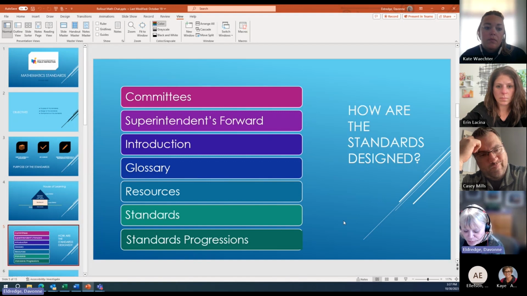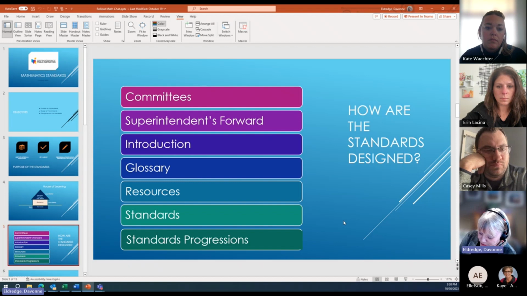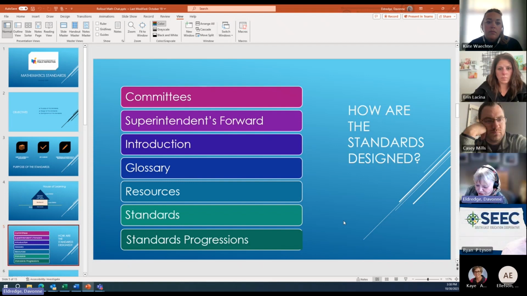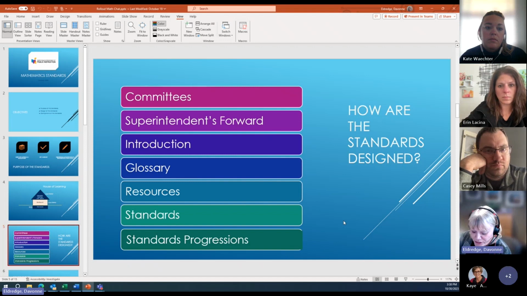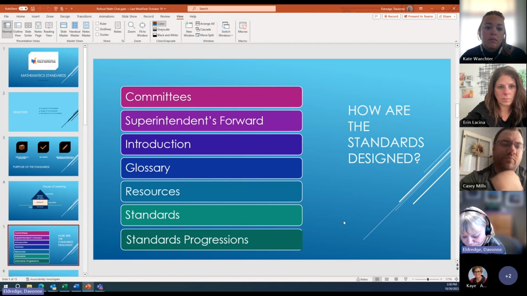The standards have a superintendent's foreword in which Superintendent Basler outlines some of the challenges and goals for the new standards. The introduction to the standards outlines the vision of the writers and explains some of the reasons they made the decisions that they did. This section also outlines the standards development process. It talks about the input that we received from the public comment, as well as our review committee, and how the writing committee used that to help create our new standards.